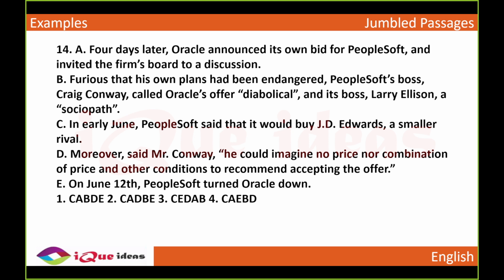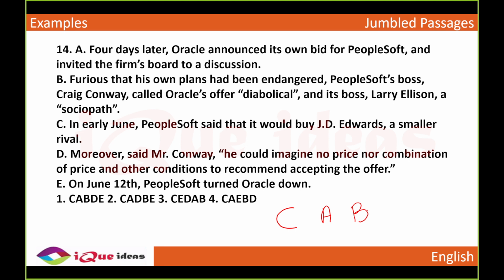Okay. So A says 4 days later, Oracle announced its own bid. Now, before I go with that, every option starts with C. So my timeline starts with C, that in early June, PeopleSoft said it would buy JD Edwards, a small rival. Okay. Now, A, Oracle announced its own bid for PeopleSoft. B says PeopleSoft's boss called Oracle's offer as diabolical. तो A announcement करेगा, उसके बाद ही उस ऑफर के बारे में डिस्क्रिप्शन दिया जा सकता है. So A has to be before B.